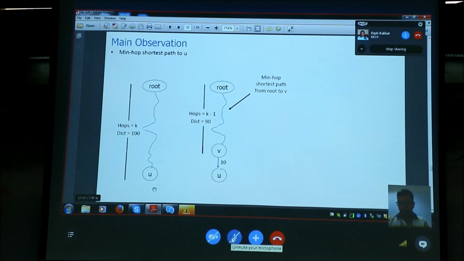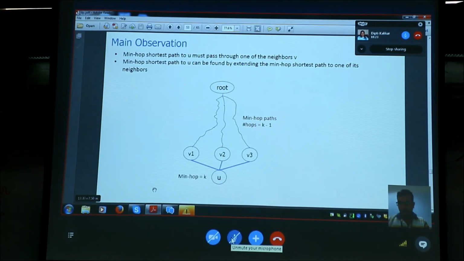So what this means is that if I want to find the minimum hop shortest path to u, it suffices. I can actually build it from the minimum hop shortest paths to my neighbors. I go to my neighbors, look at their min hop paths, and from them I can extend a bit and get the minimum hop shortest path to u. It has to come via one of my neighbors. And the other observation we made is it should be a path of length k minus 1. If I have already done with k minus 1 hop paths, if I know that kind of information, then I can just look up neighbors and extend by one step, and I can get my min hop path to u.